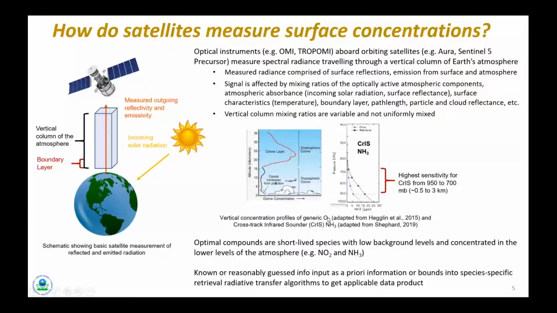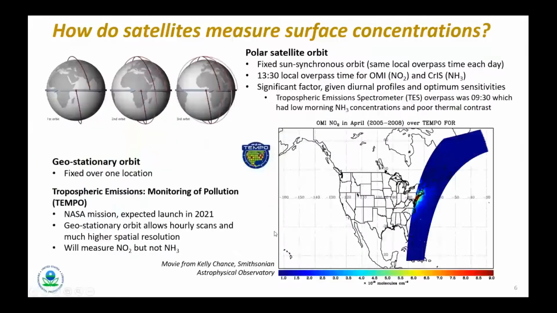Whereas ammonia is short-lived, has low background levels, and is concentrated in the lower levels of the atmosphere. So this is a better vertical profile for satellite measurement. And this is a cross-track infrared sounder for ammonia. We've got this a priori vertical profile. So this is like all the prior information that's mentioned up here in the mixing ratios, and it is used as bounds and fed into a radiative transfer algorithm. And that spits out the applicable data product. So that's the retrieval, and that's what we used to work with.